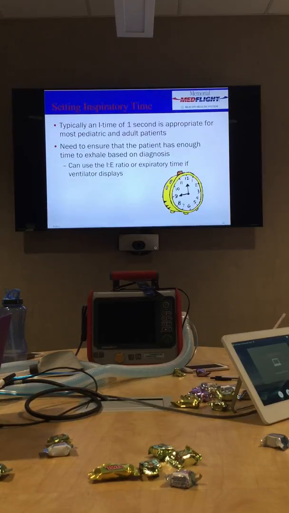Setting the I time, we kind of talked about this. Typical I time is 1 second. Just make sure they have enough time to exhale. What about the asthmatic? What do you need to do with them maybe? Make their I time short and their E time long. Yep. And they might not need PEEP because they might be air trapping already. Yep. Right.